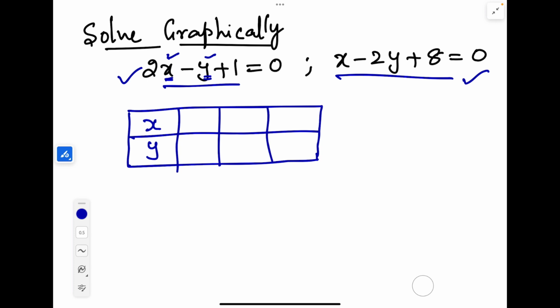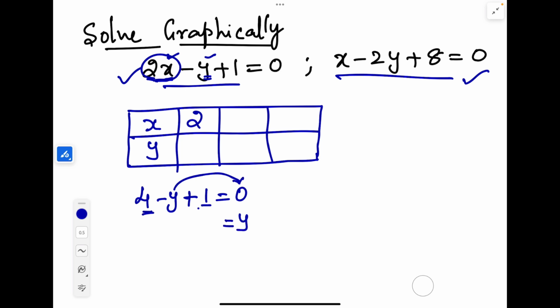First, if we take x as 2, what we will get? 2 times 2 is 4, minus y plus 1 is equal to 0. That means this minus y I can take to the other side, it will become positive y. 4 plus 1 is 5. That means when x value is 2, y value we are getting as 5.